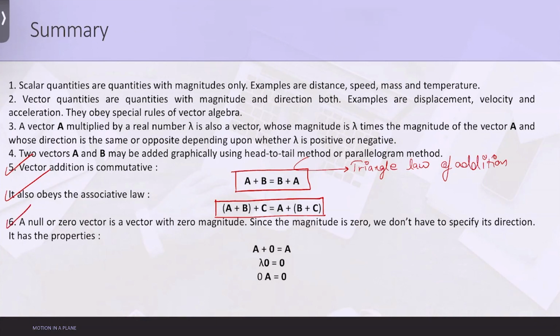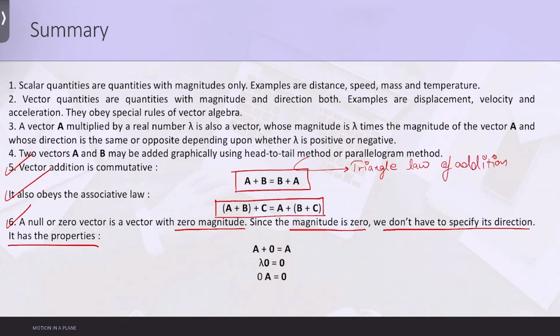We understood about position vector and displacement vector, and we also understood two different types of vectors called the zero vector or null vector, and the unit vector. What was the null vector? A null or zero vector is a vector with zero magnitude. Since the magnitude is zero, we don't have to specify its direction. So direction is there, but we cannot specify it, or we don't have to specify the direction.